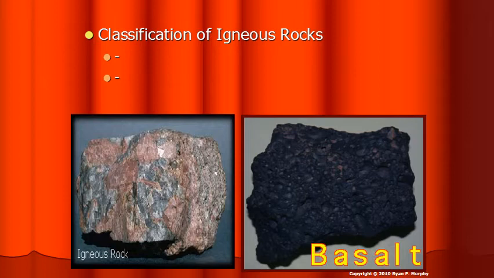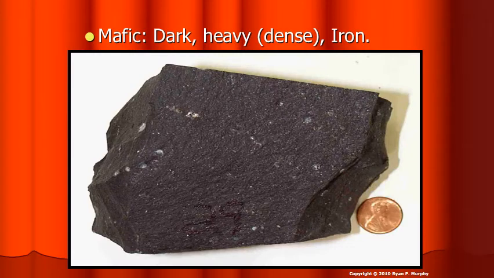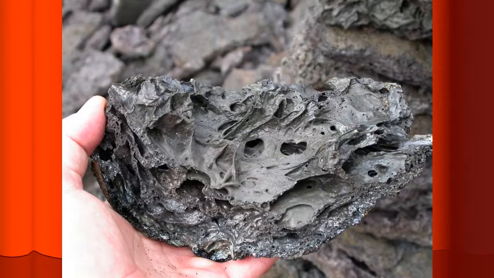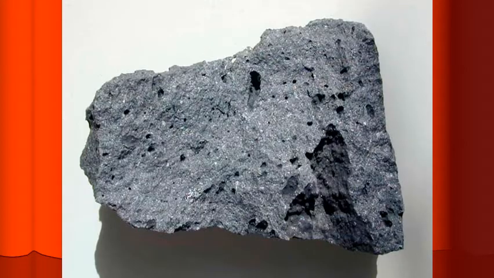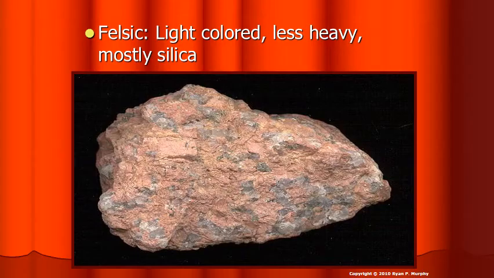So now, we can classify igneous rocks in another way. Note that before we were classifying based on how they formed. Now we're going to classify them based on what they're made out of. So this is pretty simple. Mafic igneous rocks are dark color and they are very heavy and dense. And a lot of times they have a lot of iron in them, and that's what makes them so heavy and dense. That's an example of a mafic igneous rock. You can see the dark color. There's an example of a mafic igneous rock. The opposite of that would be a felsic igneous rock.